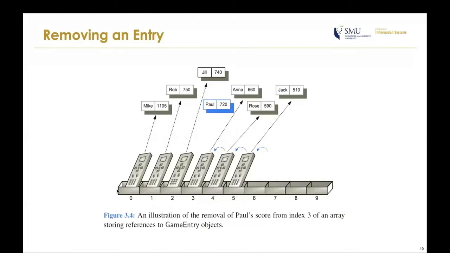If I remove one of them, for example, let's say I remove Paul now, then I need to remove Paul, and it will leave a hole there. So I need to move everybody up by 1. In this case, after removing Paul, Anna, Rose, and Jack can move up by 1. And then the last one will be empty.